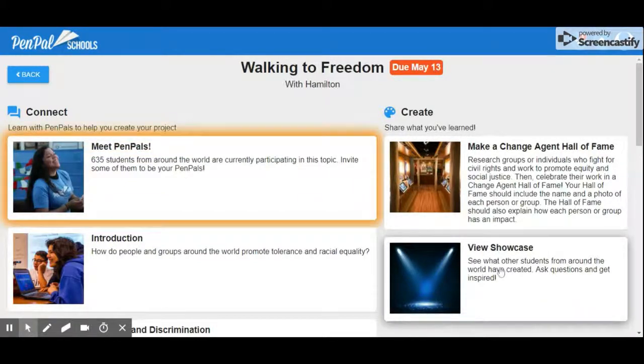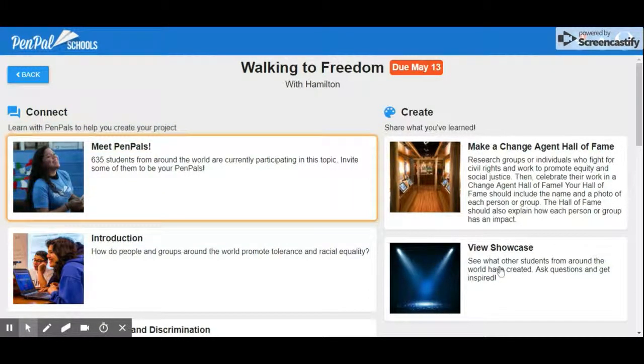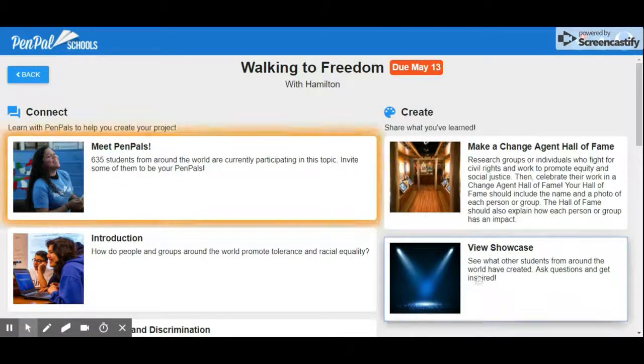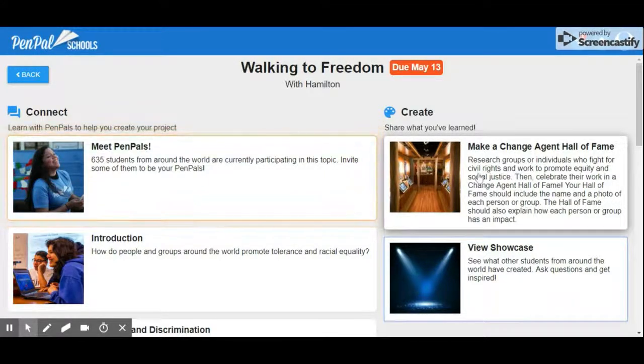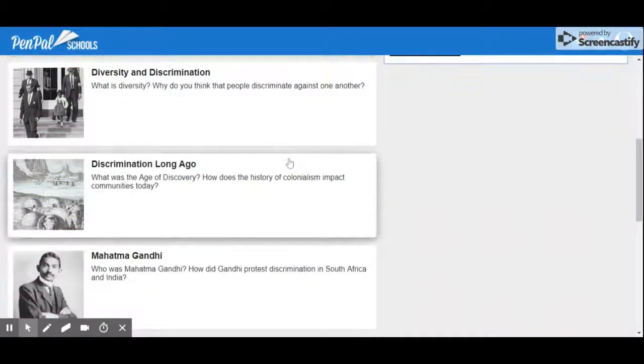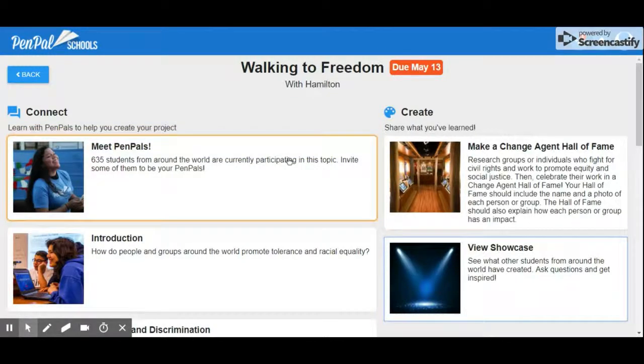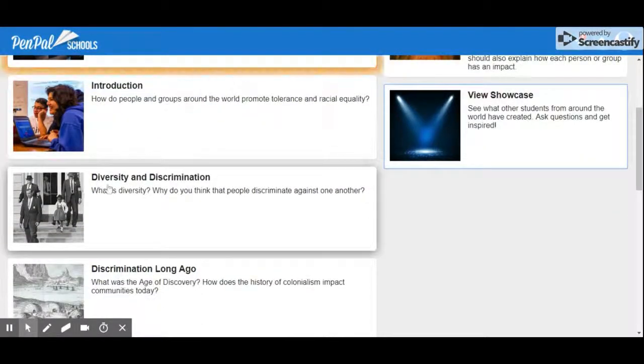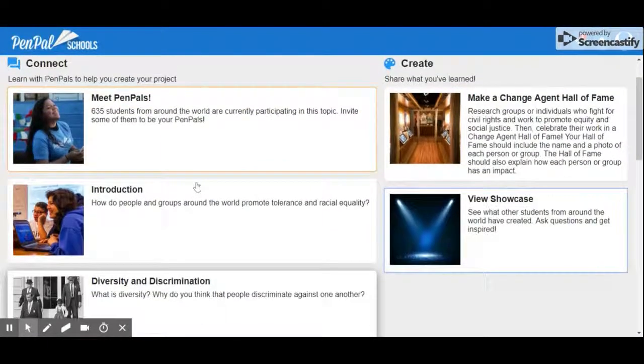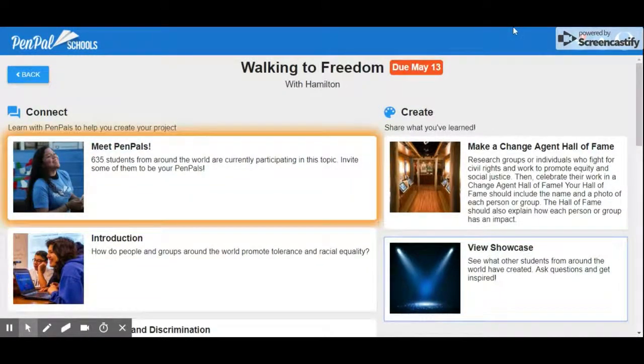So when the student gets done, they'll be in the showcase, and then it opens up in another tab, and you can see the showcase with all the different Change Agent Hall of Fame presentations that all these students have done. So that is the basics of what we're using Pen Pal Schools for, but what I like it for the most is the collaboration with all these different students from around the world, but they're talking about the same topics like diversity and discrimination with these students from around the world.